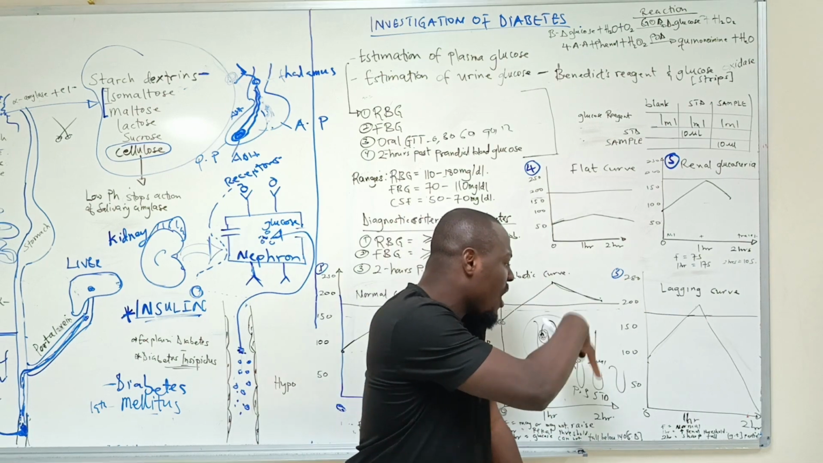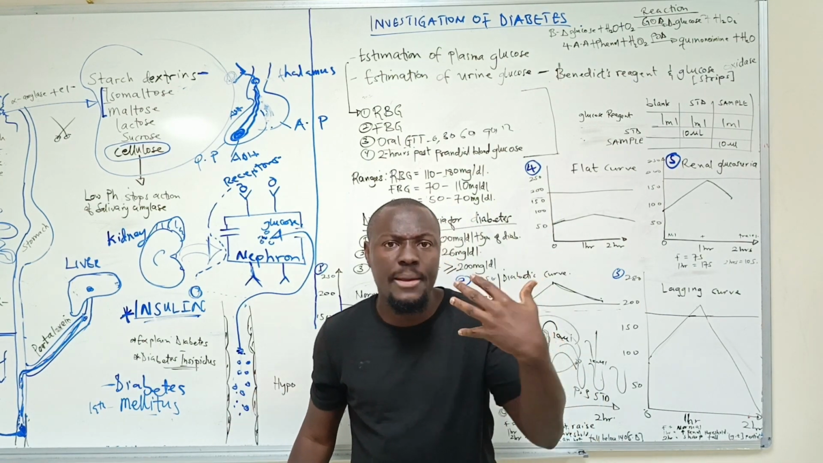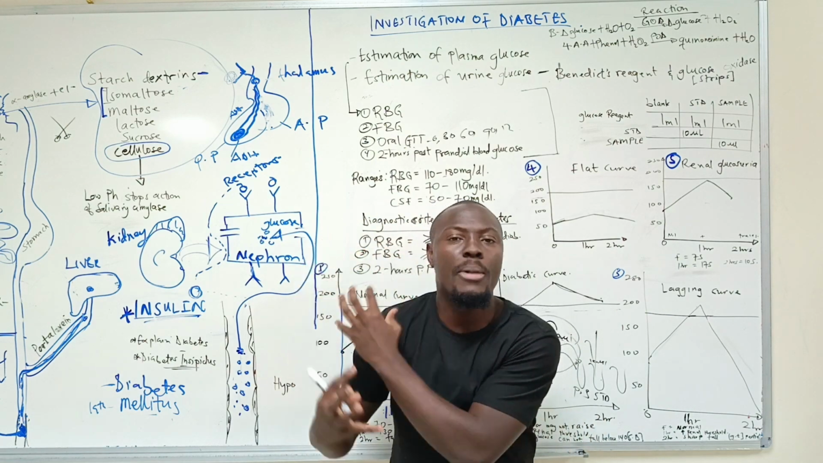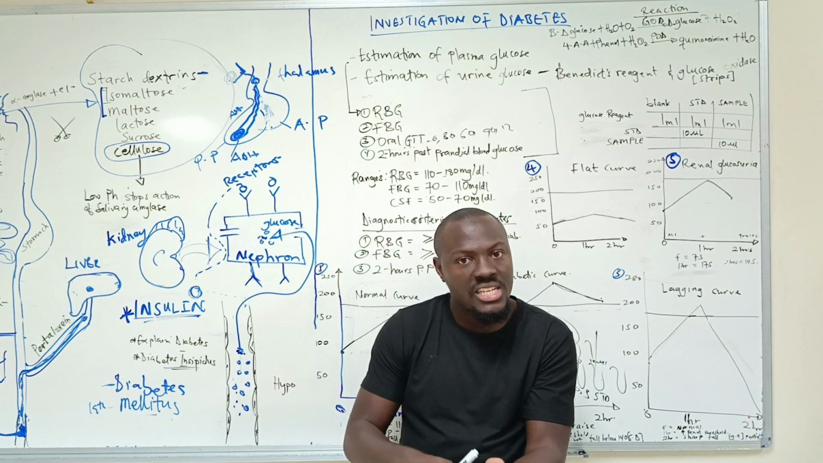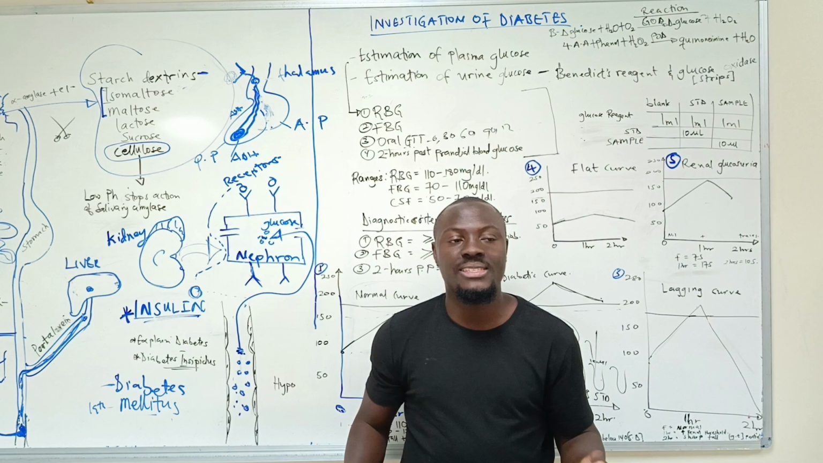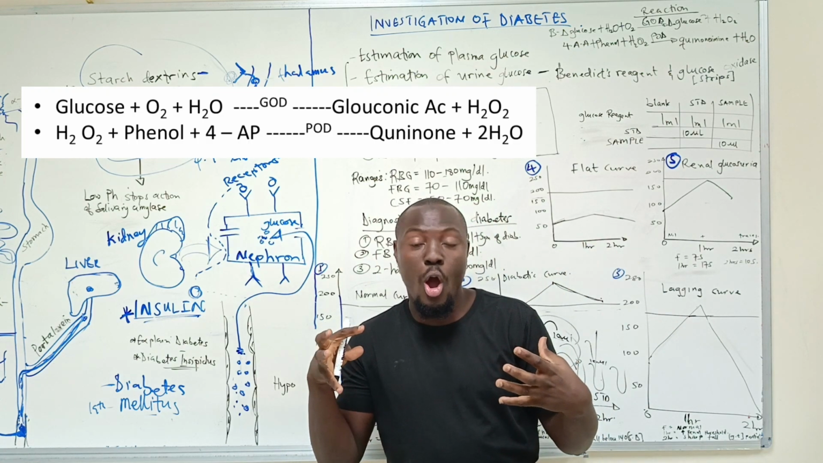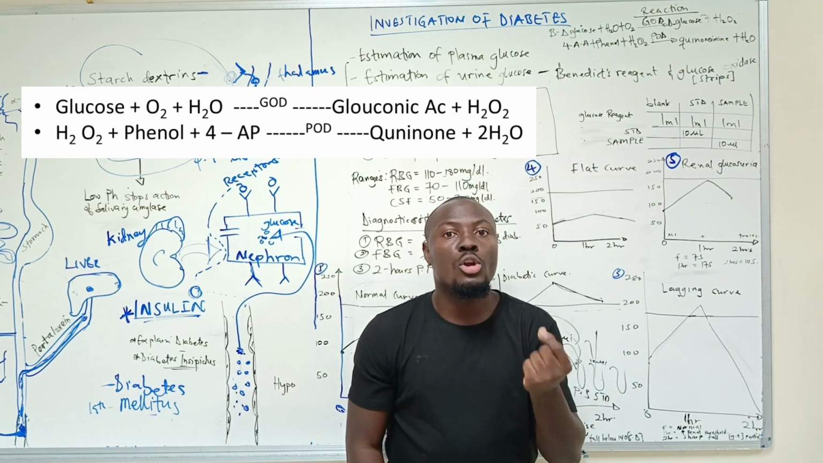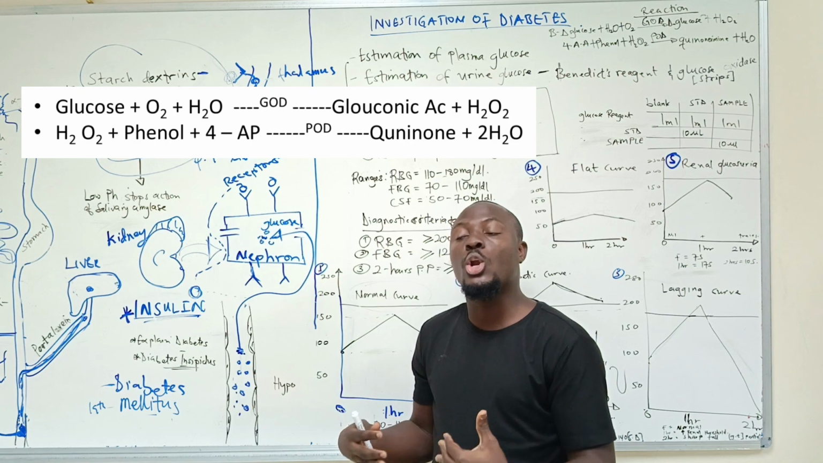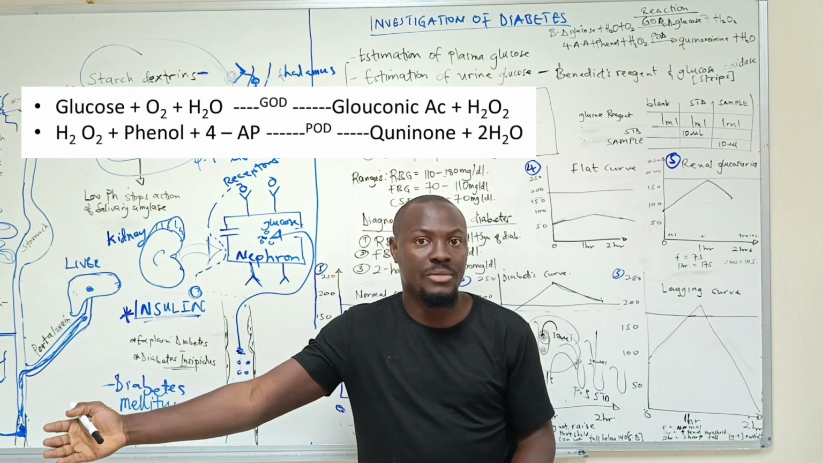But what are the chemical reactions occurring in it? The concept here is that inside the patient sample there is glucose, right? And the reagent consists of a number of things. They have glucose oxidase, peroxidase, 4-aminoantipyrine, and a whole lot of other things. The whole idea is that the glucose found in the patient sample is going to get oxidized by an enzyme called glucose oxidase, which converts it into gluconic acid or gluconate and hydrogen peroxide. That is the end product.